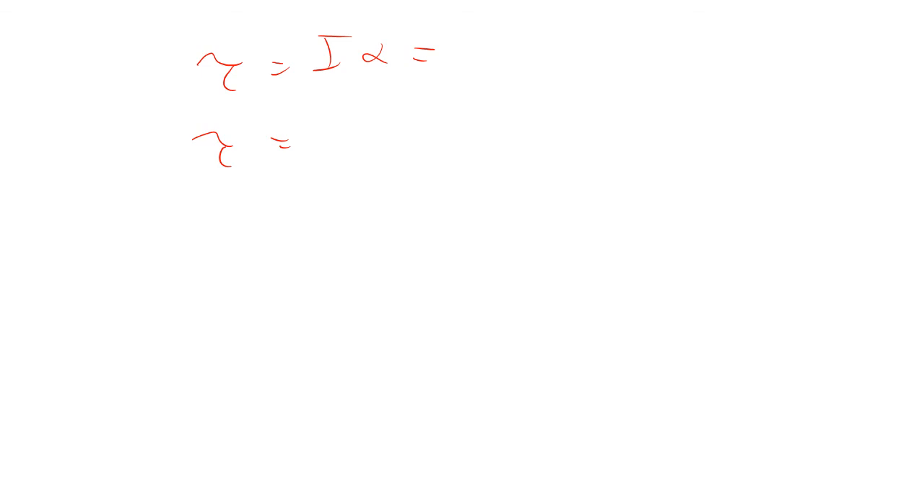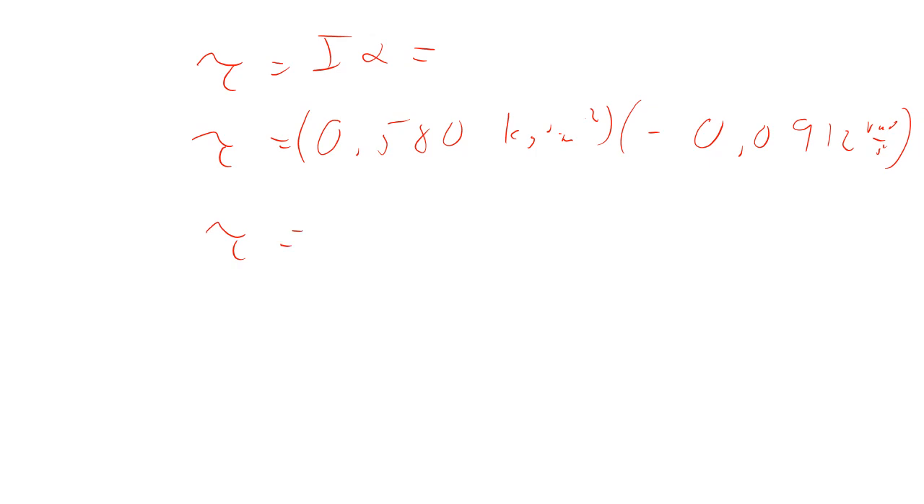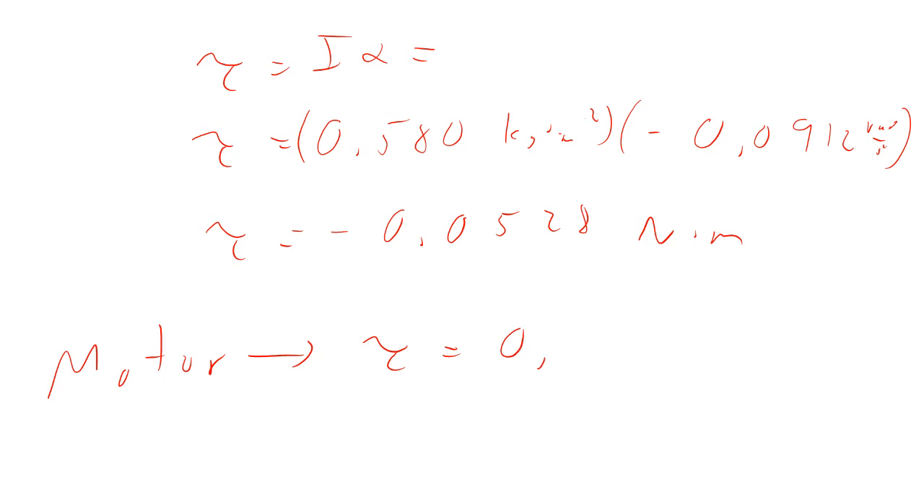So now we know that the torque equals I alpha, so the torque is going to be equal to 0.580 kilogram meter squared times the minus 0.0912 radian per second squared. So the torque comes out to be equal to 0.0528 Newton meter. So that means the motor has to have a torque of opposite that 0.0528 Newton meter in order to compensate for the air resistance.